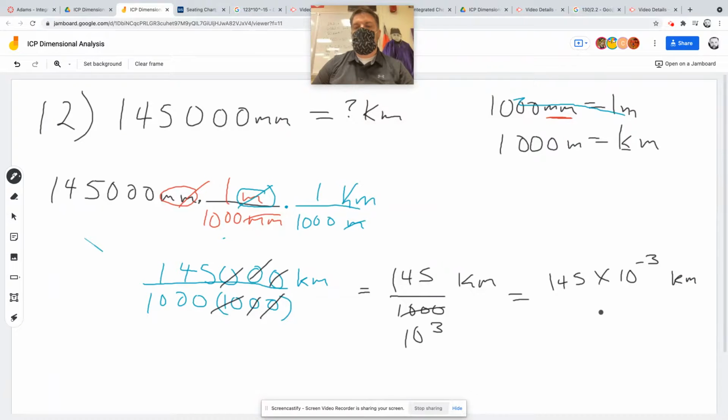Yes, Mr. Adams. But now that's not really true scientific notation. True scientific notation would mean that we would move the decimal 2 places from here. So when I move the decimal 2 places, I'm going to have 1.45 times 10 to the what? Well, it's either going to be -1 or -5. 1. Very good.